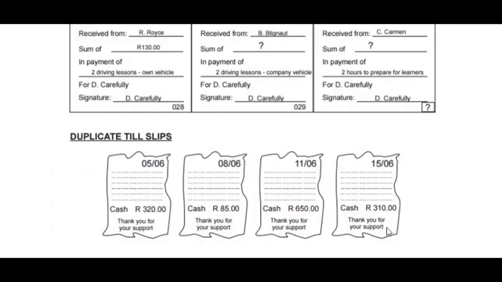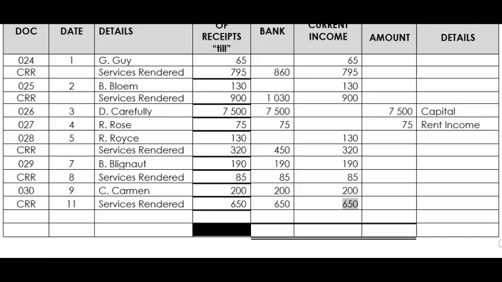And then lastly, on the 15th, we've got this till slip worth 310 Rand. So you would say the document is CRR. On the 15th, services rendered 310 Rand. There is actually a line there, you just can't see it because this block is black. So you draw your line, you cash up your till, put it in bank, put it in current income.